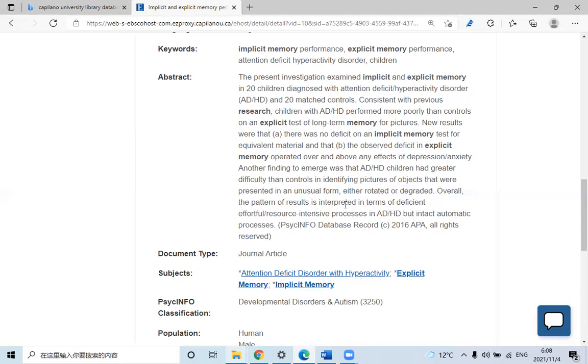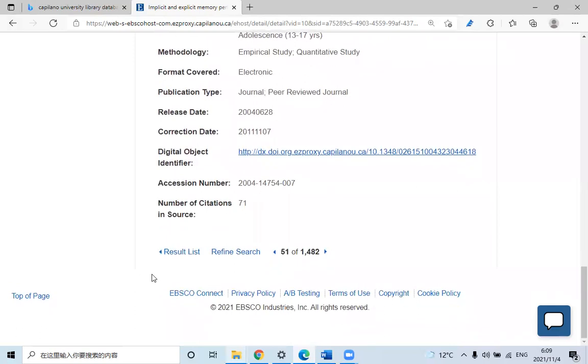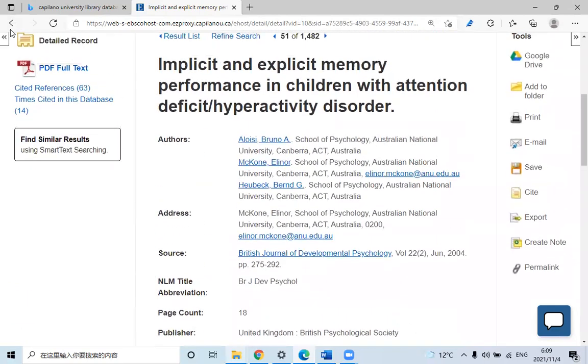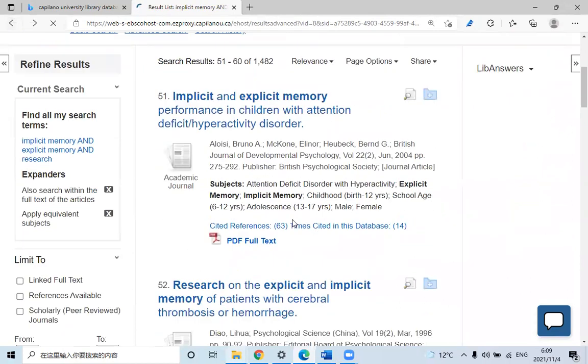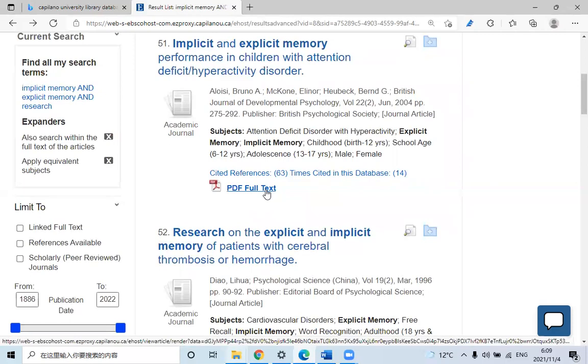Overall, the pattern of results is interpreted in terms of deficient effort for resource-intensive processes in ADHD, but intact automatic processes. Research shows that implicit memory is largely automatic, but explicit memory is effortful. When we were studying the memory chapter, we talked about effortful processing versus automatic processing. Sounds to be really interesting. And the good thing is that they have the full article. Let's try the full article. Let's look at the full article.